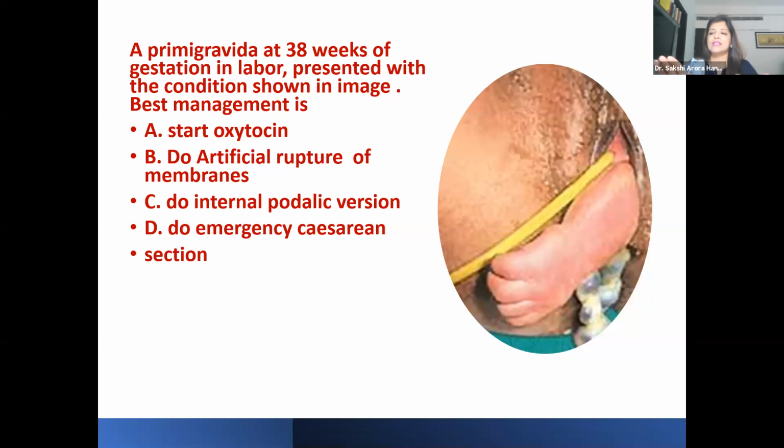Grade 2 molding means that the cranial bones overlap each other, but they can be separated. Whereas grade 3 molding means that the bones overlap each other and they cannot be separated, right? But one thing which I want all of you to remember is, if you are getting molding and the progress of labor is slow, that is a very, very important indication of cephalopelvic disproportion. So molding along with slow progress of labor is an indication of cephalopelvic disproportion.